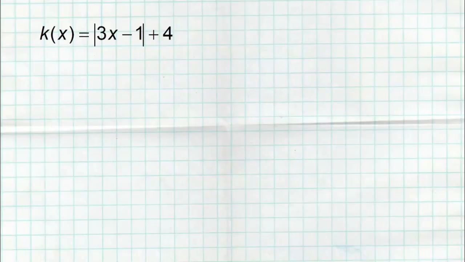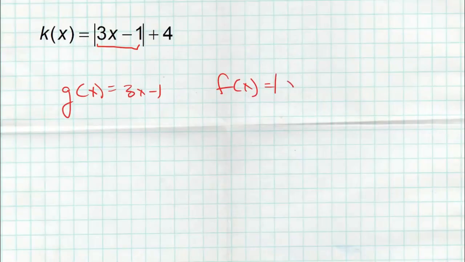And let's do one more example of this. So here's k of x, the absolute value of 3x minus 1, plus 4. You could say that the 3x minus 1 is my g of x. And I'm having f of x be the absolute value of x plus 4. So you can see how I took g, 3x minus 1, and plugged it into f, which resulted in the k of x, this absolute value of 3x minus 1 plus 4.